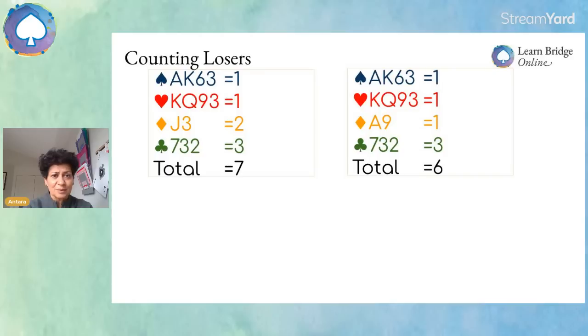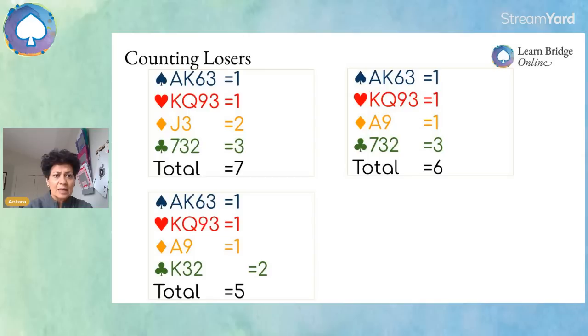Let's look at another example. With ace, king, 6, 3, same thing as my previous example, one loser. Hearts, I've got one loser. I haven't changed the example. But in my diamonds, I've now given myself an ace instead of the jack. So I've got ace small. That's equivalent to one loser. And again, I've got the 7, 3, 2 in clubs. So that's 3 losers, making the total number of losers in this particular hand 6. Let's take a look at this particular slide.